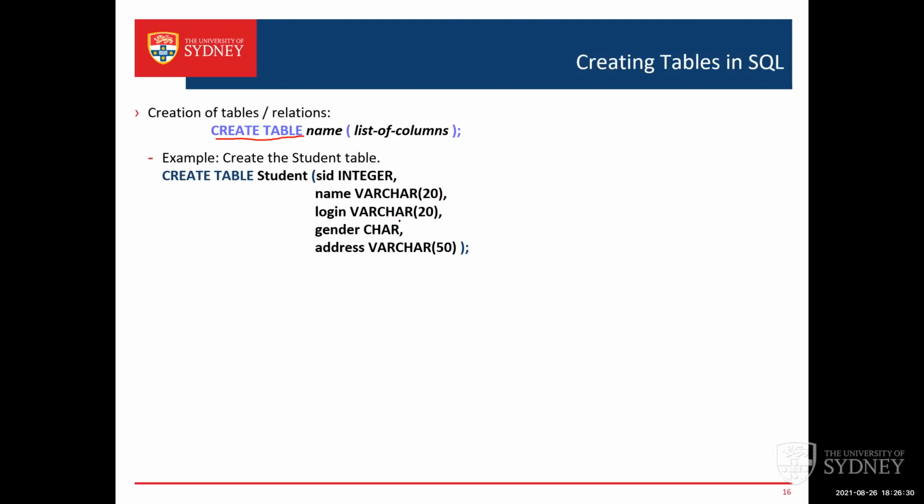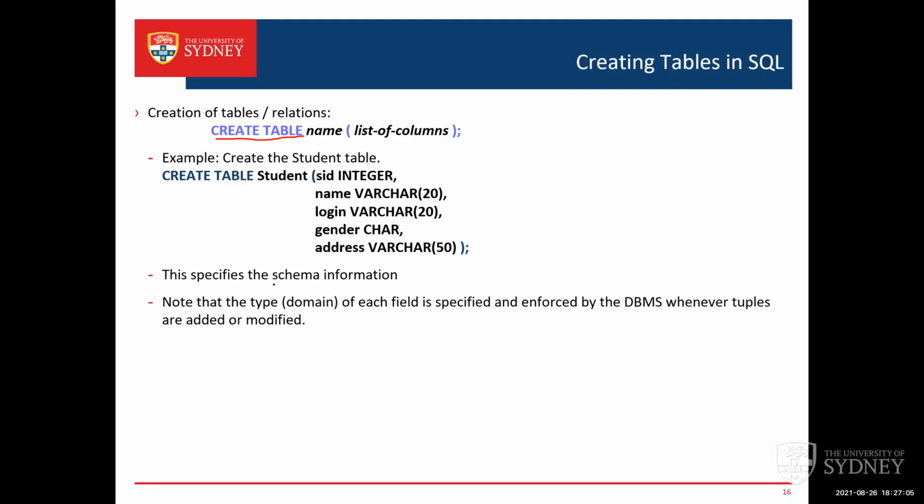Login, same thing, variable character with a maximum size of 20. Gender with character, that simply means only one character it will allow. If you want to allow more than one character, then you have to put that number here. If you don't put anything, that simply means only one character. So for gender, we have seen M, F, those sort of things. So that's why only char. And finally, address, same thing, varchar, and the size is 50. Hopefully making sense. Very simple structure to create a table.